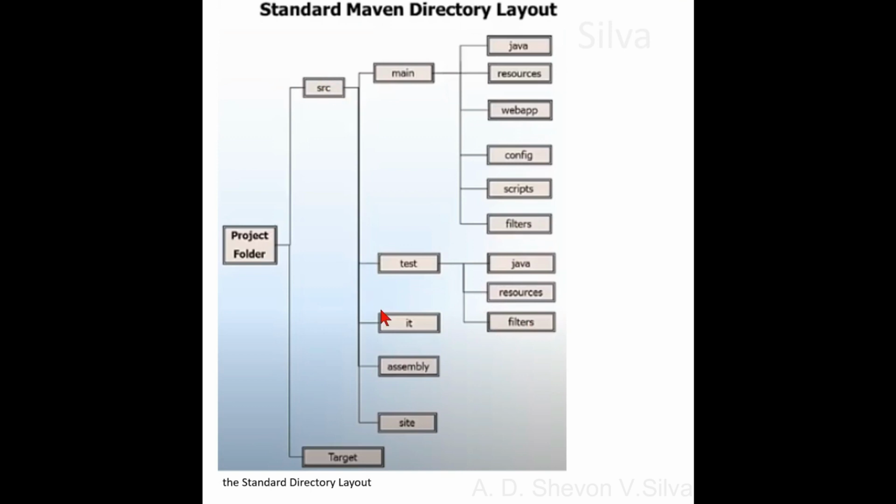Here you can see source IT, integration test, primarily for plugins, source assembly descriptors, source site, and at the top level you can find license.txt, the project license, notice.txt, notices and attributions required by libraries that the project depends on, and readme.txt, the project's readme.